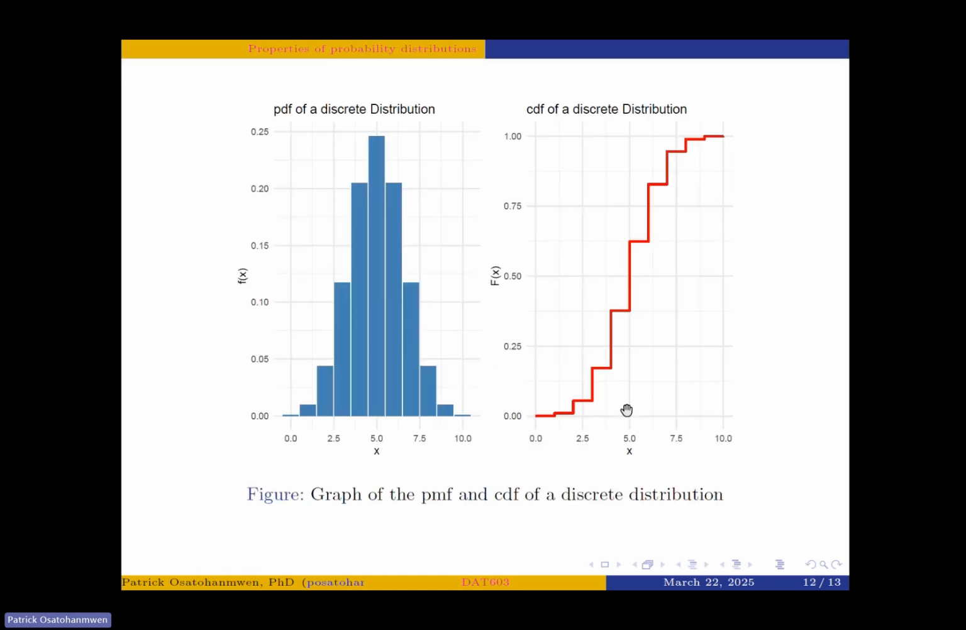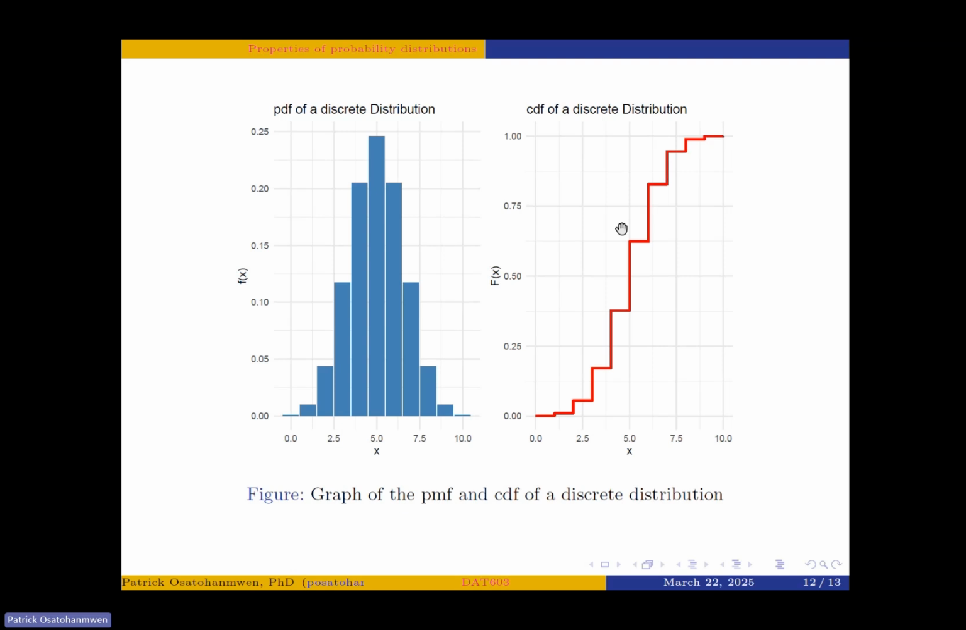So this is an example of a graph of a discrete distribution. You can see this is the density, the probability density function for this discrete distribution. It's like a histogram. Then we have the CDF of a discrete distribution. You can see that it's a step function. The CDF is a step function and is non-decreasing. It's increasing until it peaks at 1 because it cannot be greater than 1.